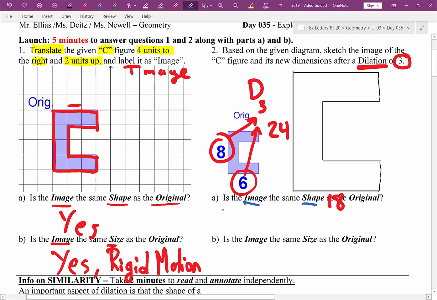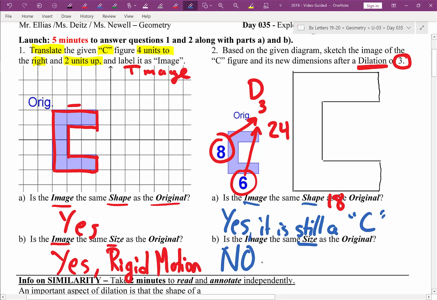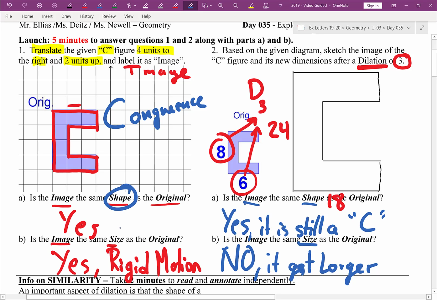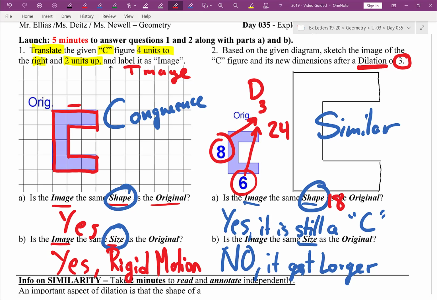And now I'm going to answer these questions. Is the image the same shape? Yes. It is still a C shape. Is it the same size? Absolutely not. No. It got larger. Okay. And right here in the beginning, this is an example of congruence in number 1, meaning it is the same shape and the same size. And then this is an example of similar. It is the same shape, but is not the same size.